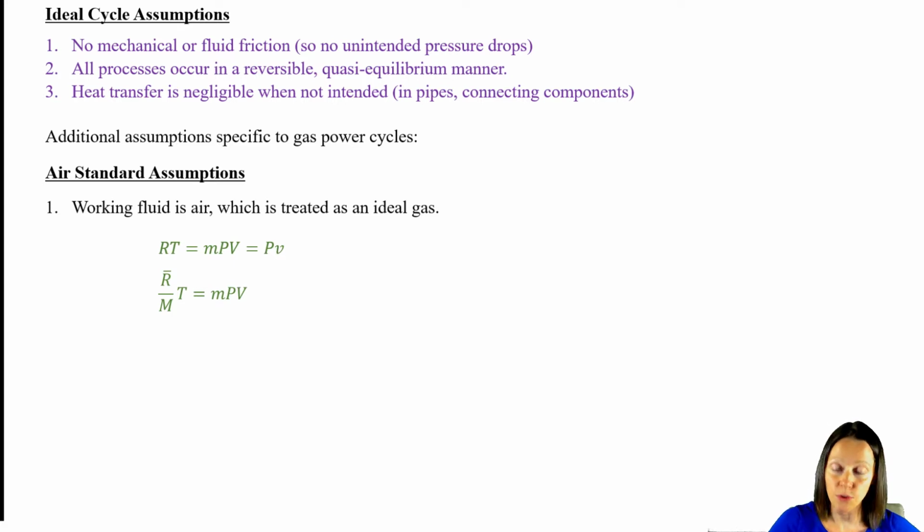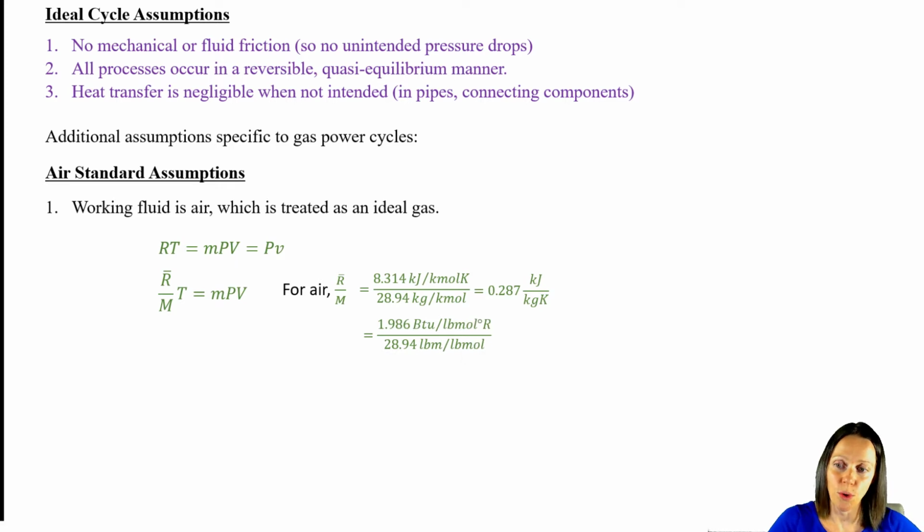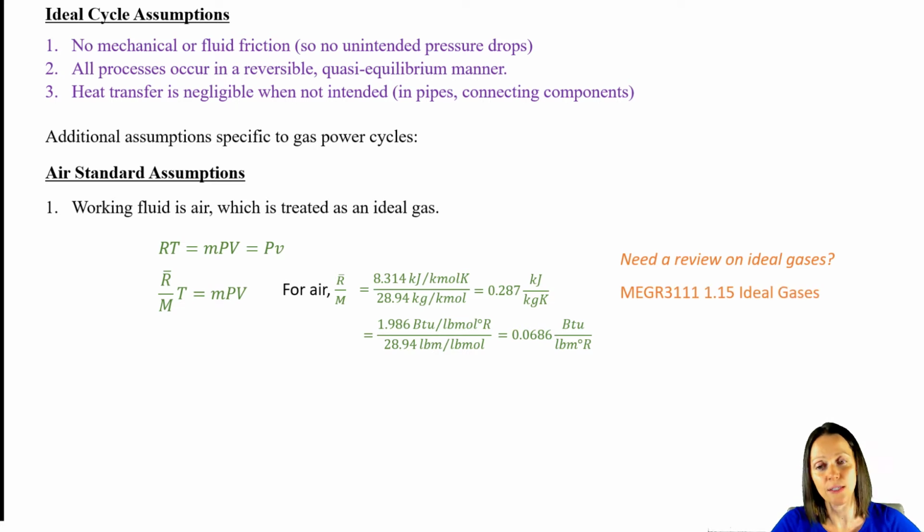That universal gas constant is at the very bottom of the page that has all your conversion factors on it, in the thermodynamic tables packet on Canvas that's available to you as well. For air, this works out to be 0.287 kilojoules per kilogram K. You get that by dividing the universal gas constant by the molar mass. You can also calculate that in English units if you'd like. If you need a review on ideal gases, please review the Thermo 1 video on ideal gases.